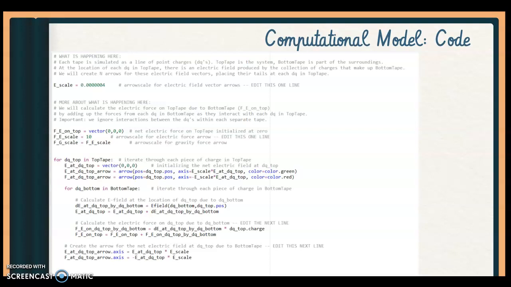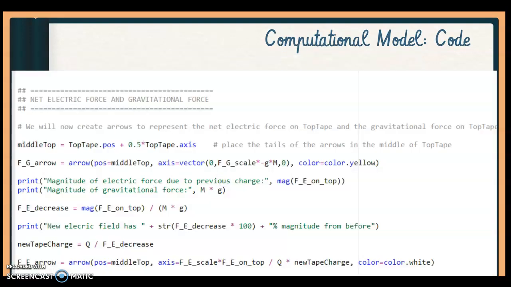The y components represent the location of the charge, as well as the n, which represents the number of tiny charges on the tape to calculate the electric field width. Next, we calculate the electric field and force. Each tape is simulated as a line of point charges, dQs. The top tape is the system and the bottom tape is part of the surroundings. At the location of each dQ on the top tape, there's an electric field produced by a collection of charges that make up the bottom tape.